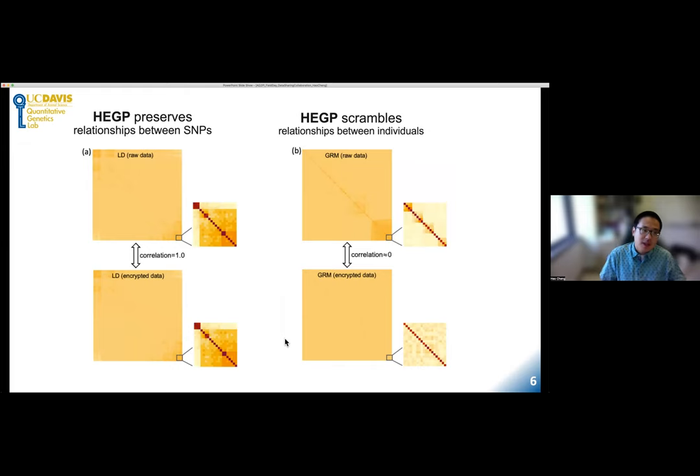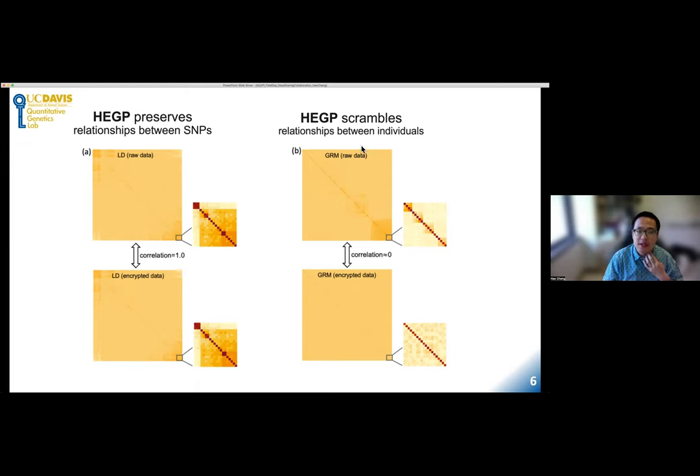Some features of HEGP, homomorphic encryption of genotype and phenotype: HEGP will preserve the relationships between SNPs. So the LD between SNPs will still be there. In figure A, we made the LD matrix, the relationships between SNPs, using the raw genotype. And for this figure, we used the encrypted genotype to make the LD matrix. By looking at the figure, they are the same. Of course, we also calculated the element-wise correlation, and the correlation is equal to 1, indicating they are the same.